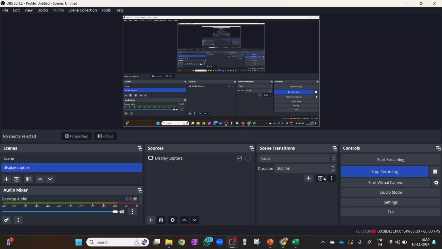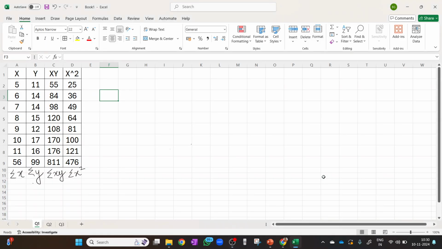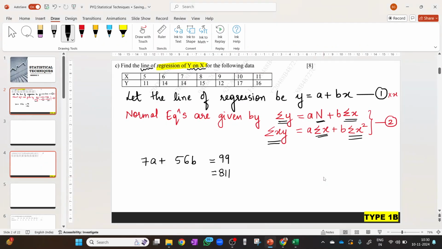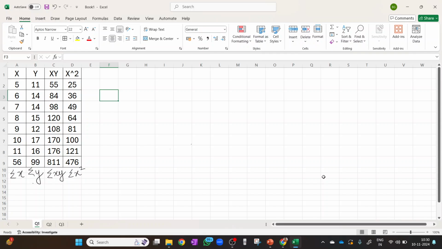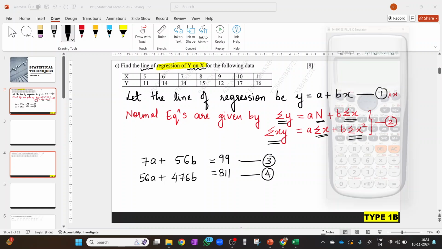Again, I'll show you the value here. Yep, 811 was the summation of xy. Then we have a times x, which was summation x, which is 56. And lastly, summation of x squared, which we found was 476. So 476 basically. Now I have equation 3. I have equation 4, which are two linear equations in two variables.